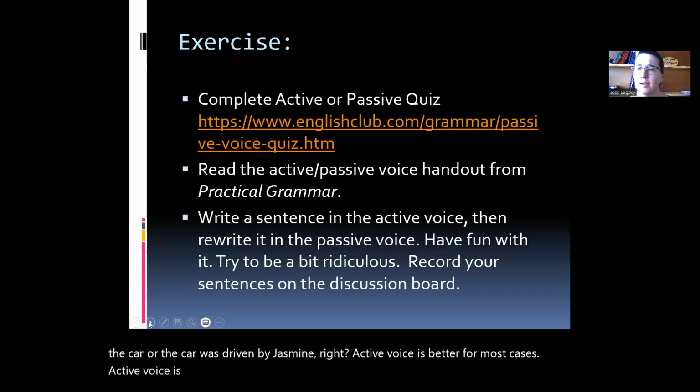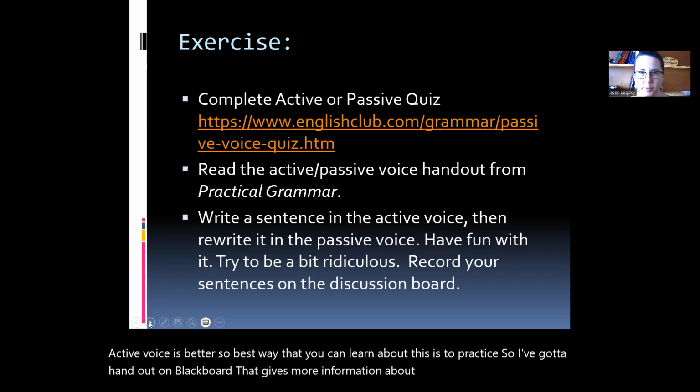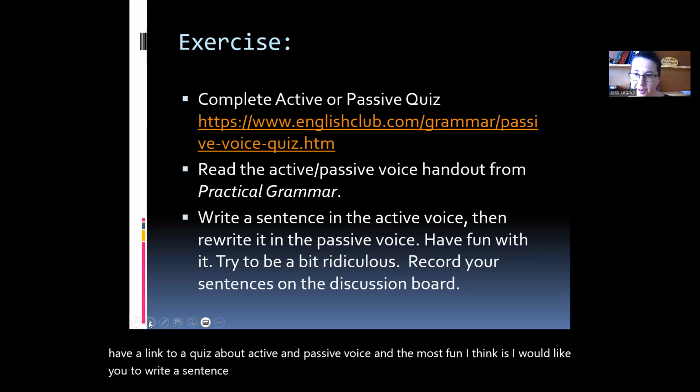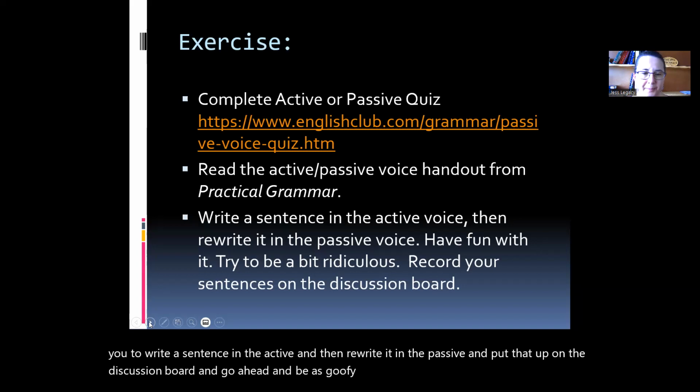So the best way that you can learn about this is to practice. I've got a handout on Blackboard that gives more information about the active and passive voice. I have a link to a quiz about active and passive voice. And the most fun, I think, is I would like you to write a sentence in the active and then rewrite it in the passive and put that up on the discussion board, and go ahead and be as goofy and silly as you like.